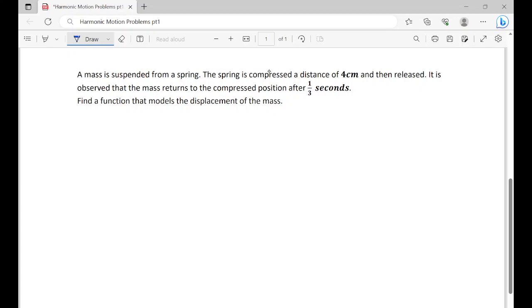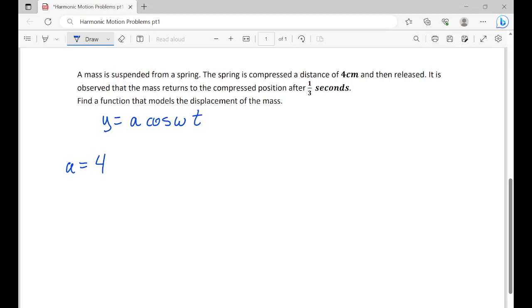So since this is starting in a compressed state, it's not going to be sine. So by default, we're going to be using cosine. So a cosine of omega t. So this is what we're going to use. That means we need to find a and omega. But from here we can see that it's compressed a distance of 4 centimeters. So that's its maximum that it's being compressed. So we can say that a equals 4.